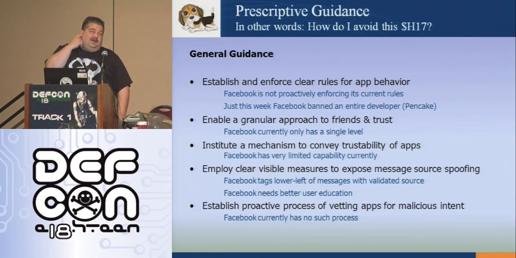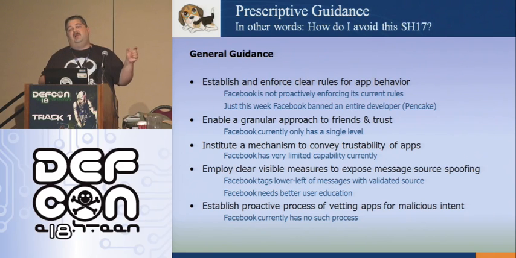Next one is employing clear and visible measures to expose message spoofing. So right now, Facebook, once again as the example, when a message comes through from an application, in the lower left it has a little icon that indicates what application it is, generated at the framework level. So a user who's spoofing a message currently can't spoof that, although they can do near homographic attacks. So instead of Yoville, maybe they could do Yo-Ville, and you're not going to notice.